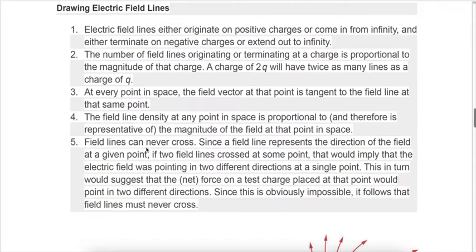And this is important. Electric field lines will never cross over each other. That's just not physically possible.